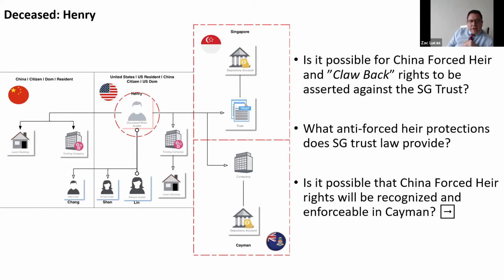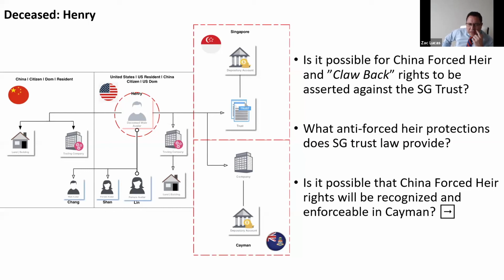Clawback, I think Dr. Gong will say that generally China forced heir clawback rights wouldn't be asserted outside of China, if I remember correctly, so that would be an unlikely claim. If it were to be forwarded, notwithstanding lack of precedent, then Singapore has anti-forced heirship protections under its trust law, so they would be defeated by those provisions. Obviously, you'd have to go through the detail of those, but broadly that's how it would work.